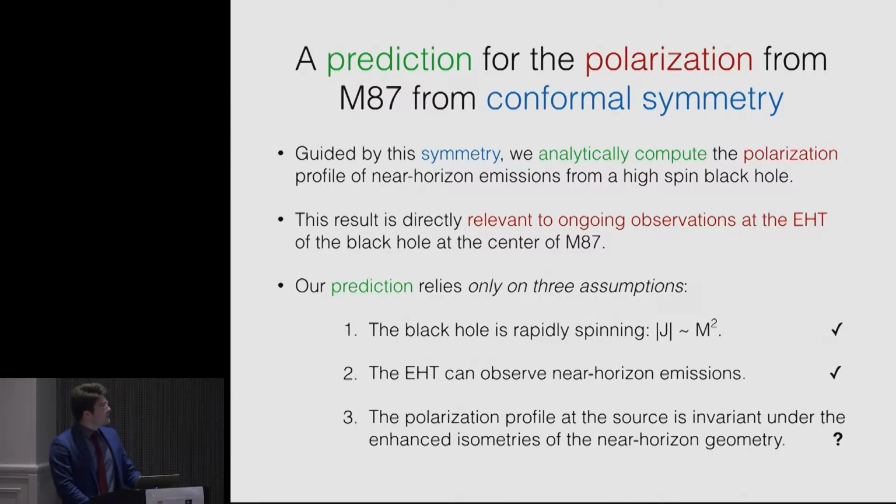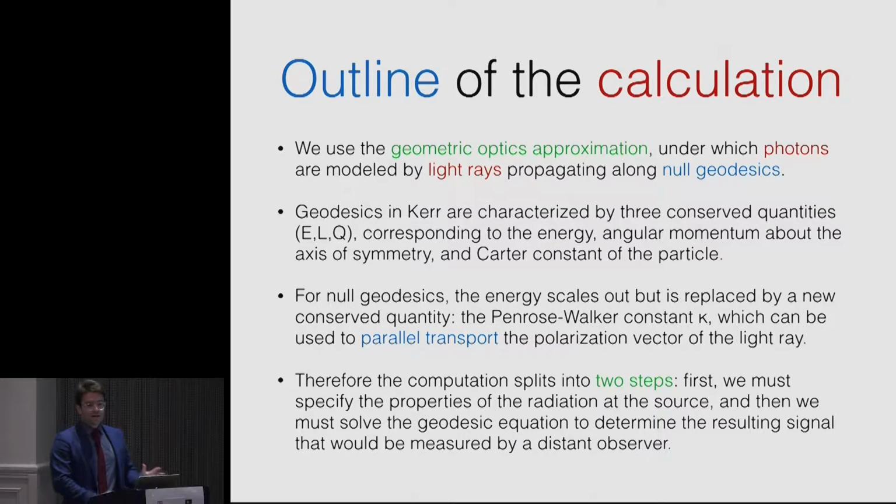So really, it comes down to this final third assumption, which we're making really using the symmetry. And that assumption is the statement that we think the polarization profile of the source should be invariant under the enhanced isometries of the near-horizon geometry. So this might be a lot to take in, but I'll unpack this statement. So after all these words, let me actually outline the calculation that we're doing specifically.